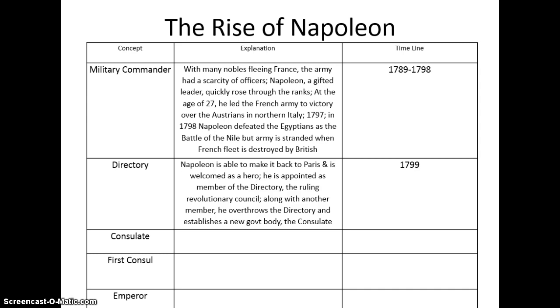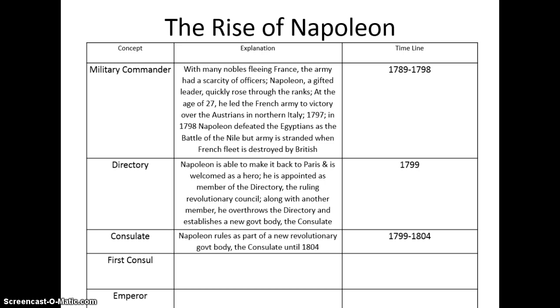Napoleon does make it back to France and to Paris in 1799 after being stranded in Egypt. And he's welcomed as a hero of the revolution, and as such, and as being a strong figure, he becomes one of the members of the Directory, the ruling Revolutionary Council, and along with one other member, he overthrows the Directory and establishes a new government body called the Consulate, and he is elected consul and eventually first consul.